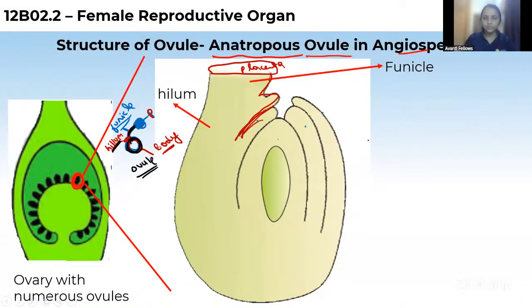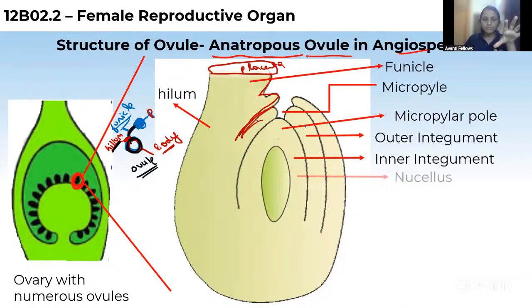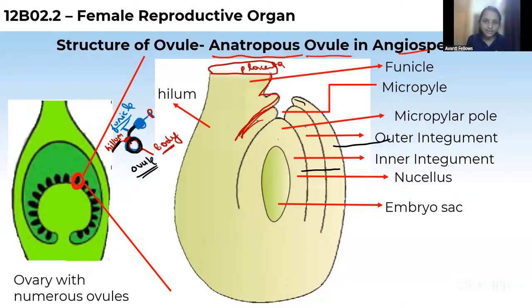Okay, fine, guys. See here. This part you understood, funicle and hilum. And you can see here, this is the main part, the ovule part. This is the embryo sac. This is mainly covered by the integument, the outer integument and the inner integument. These hand-like structures are the integument.